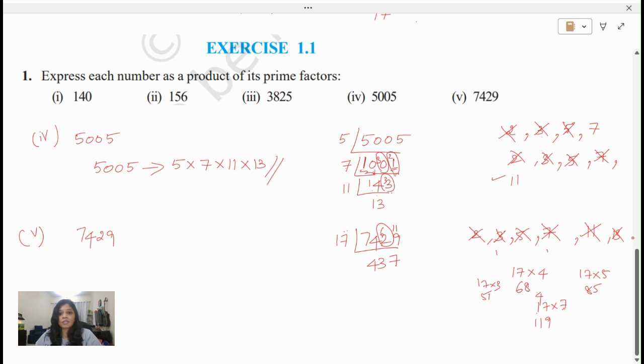Okay, now it becomes 437. Again, you have to start from the beginning. First, you check for even number. It's not an even number. Okay, go for 3. 4 plus 3 is 7, 7 plus 7 is 14. It won't be divisible by 3. It's not divisible by 5 as well. And how about 7? No. Okay. And how about 11? 11 times 3 is 33, so 107. No, it won't be divisible.